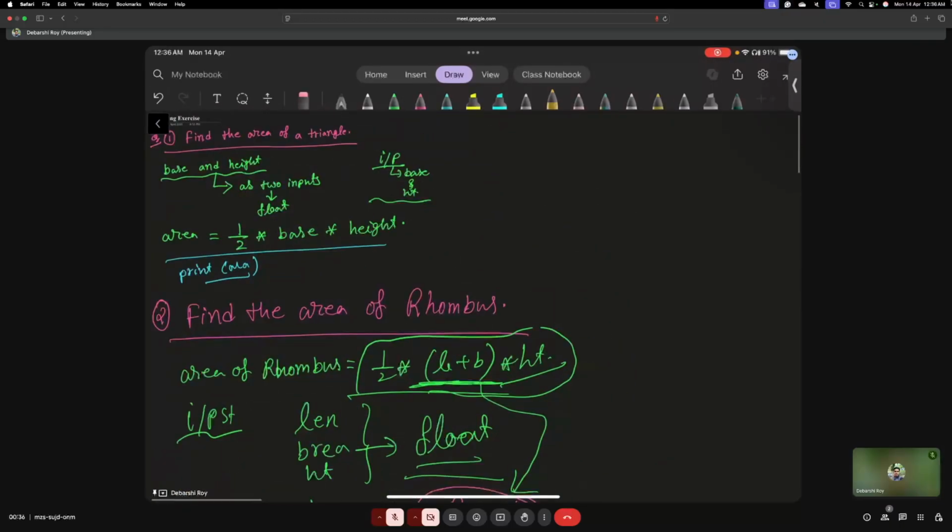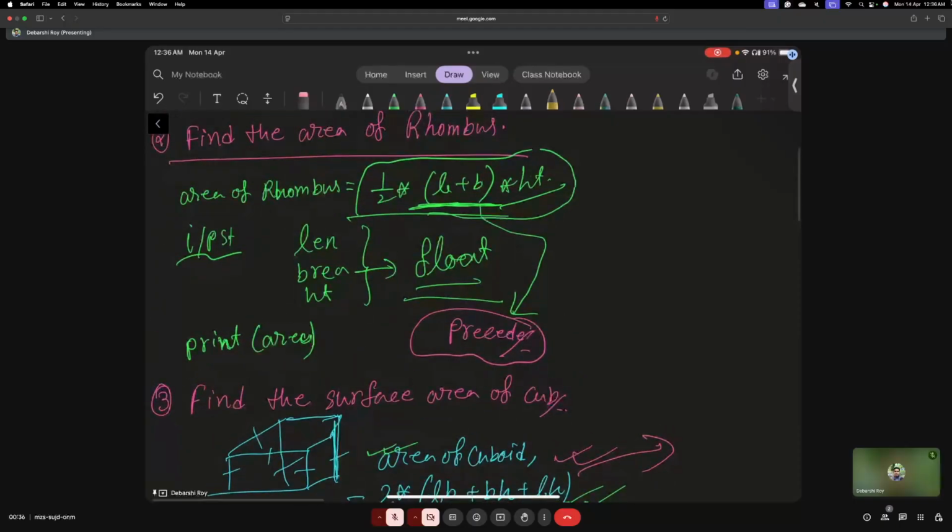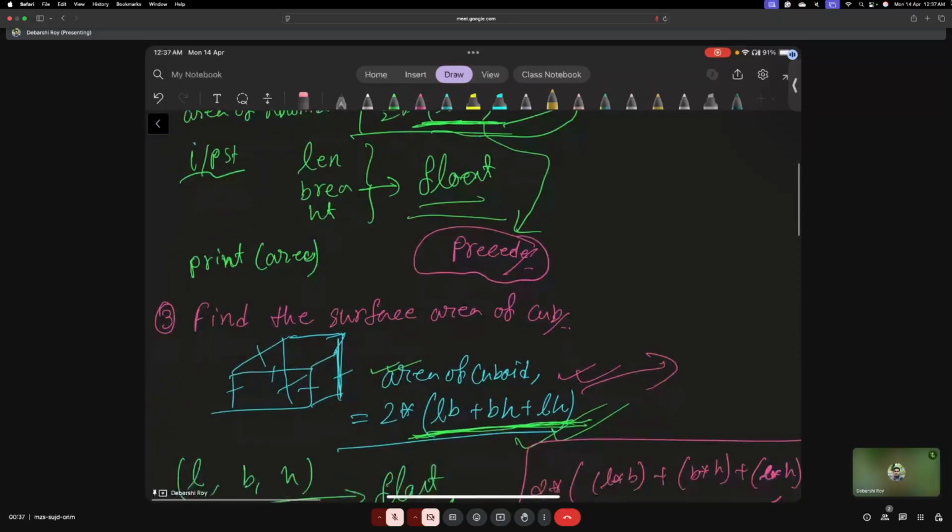Half, 1 by 2, multiplied by base multiplied by height, where base and height will be taken as input. Second question is the area of rhombus, where length, breadth, height are taken as input and converted into float. For all cases I am converting it into the float. And calculation of the area: half, 1 by 2, multiplied by length plus breadth multiplied by height.